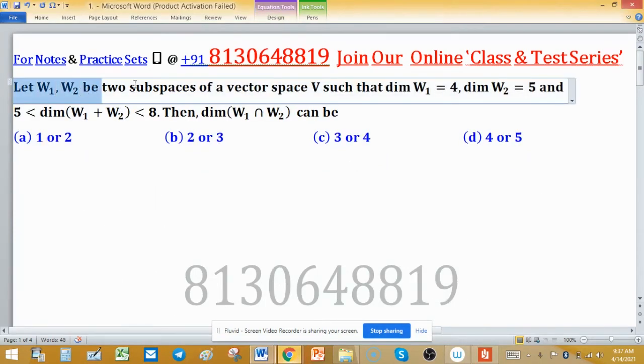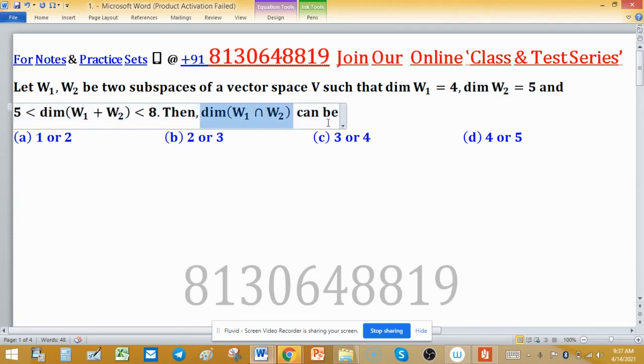Let W1, W2 be two subspaces of vector space V such that the dimension of W1 is 4, the dimension of W2 is 5, and the dimension of W1 plus W2 lies between 5 and 8. Then the dimension of the intersection can be. Here the options have two dimensions, meaning possibilities for the intersection dimension, for example 1 or 2, 2 or 3, 3 or 4, 4 or 5. We need to tell which option is correct.